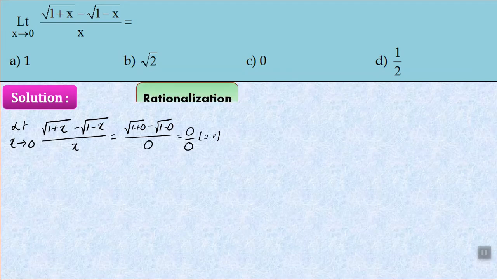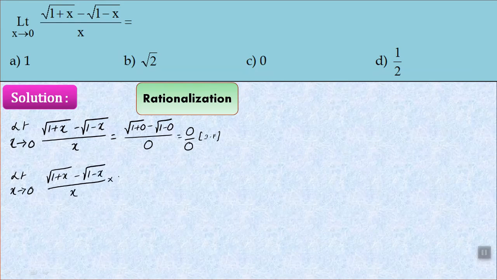So, we apply the method of rationalization for solving this. Limit x tends to 0, (square root of 1 plus x minus square root of 1 minus x) divided by x, into (square root of 1 plus x plus square root of 1 minus x) divided by (root of 1 plus x plus square root of 1 minus x), is equal to limit x tends to 0. Here it is in the form of a minus b into a plus b.